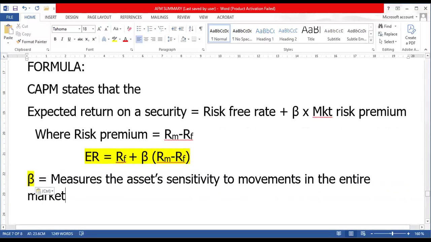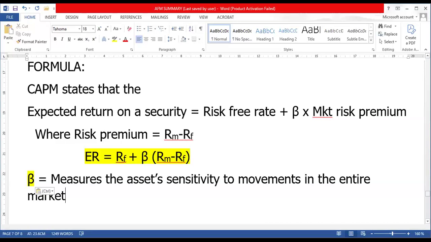Then risk premium is basically the extra reward investors expect from taking the market risk. It's like the compensation investors expect for taking this risk, the market risk. That is risk premium, the extra return, the compensation that investors expect from taking the market risk.